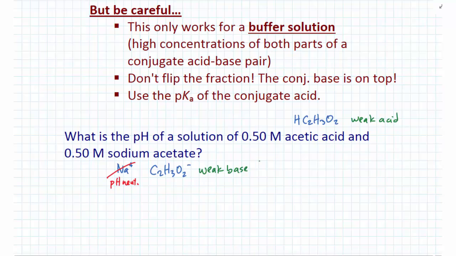So we have a solution that's 0.50 molar acetic acid and also 0.50 molar of acetate ions. That makes that solution a what? It has a weak acid and its conjugate base, pretty decent concentrations of both of them. This is a buffer. So that's the first thing you have to check. Is this a buffer? Yes, we have conjugate.